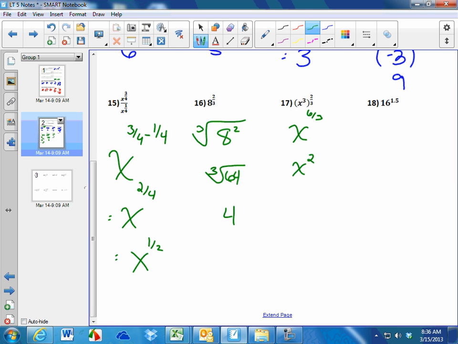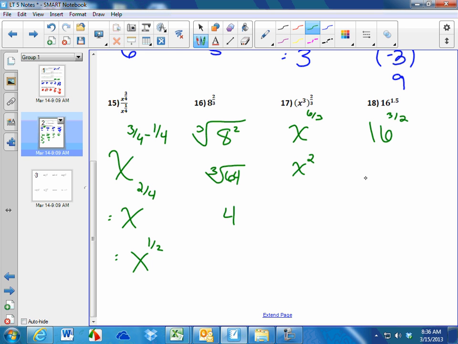18, 16 to the 1.5. And yes, I know what you're going to do in the homework. You're going to take that calculator. I already heard a few punches. But try to avoid it for now. Okay? What is 1.5 as a fraction? 3/2. So this is 16 to the 3/2.